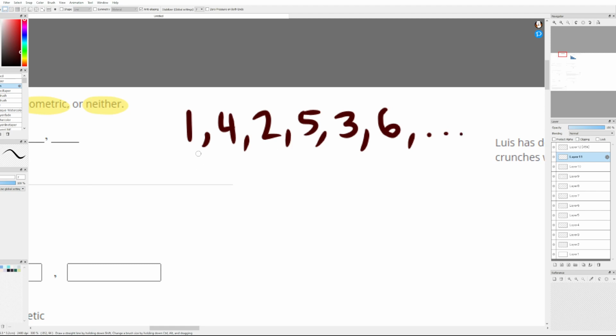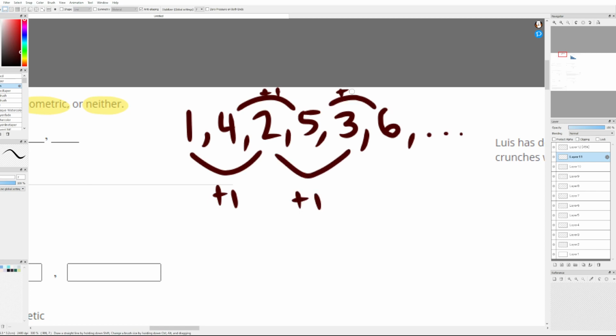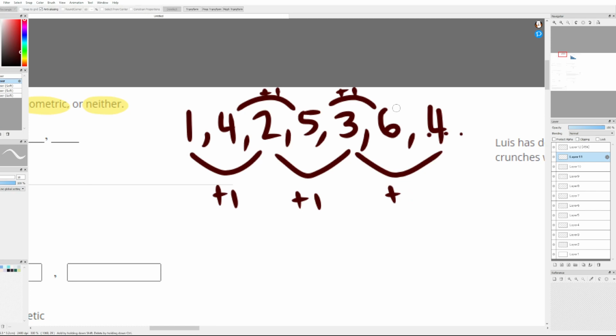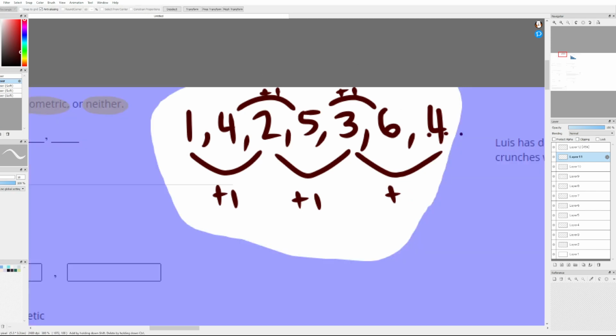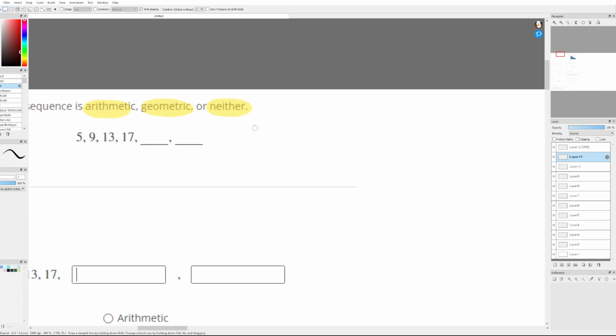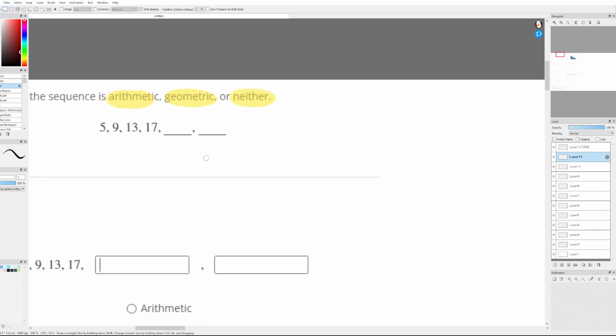We could see that, well, first we want to look for patterns in these numbers. 1 to 4, that's plus 3. 4 to 2, that would be minus 2. So that doesn't really quite work for either because it's not a consistent change. However, it is a pattern. We can see that 1 to 2 is plus 1. 4 to 5 is plus 1. 2 to 3 is plus 1. And 5 to 6 is plus 1. 3 plus 1 should be 4. So we would assume that the next number in our sequence would be 4. However, because it has that inconsistent progression, it is neither geometric or arithmetic.